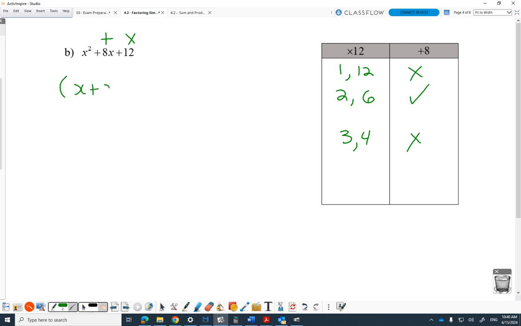X plus 2, x plus 6, and you'd have to be silly not to quickly check that with FOIL in your head. X times x is x squared. X times 6 and 2 times x, there's the 8x, and 2 times 6 is 12. Pretty easy, without even writing it down, to double check that this thing works.